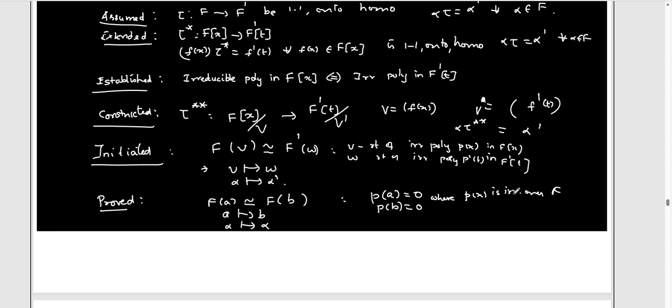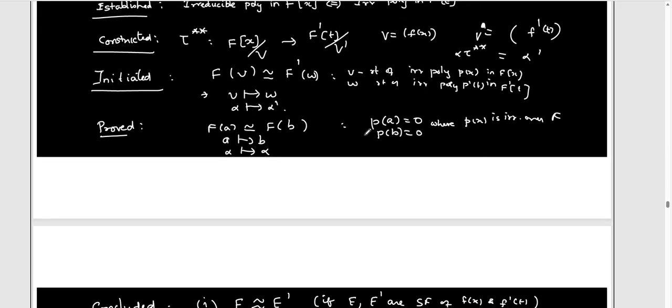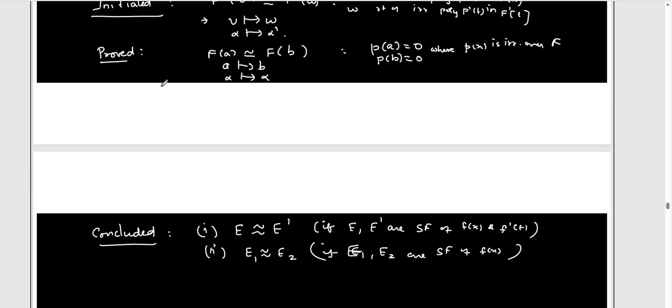By considering p of x to be an irreducible polynomial over F with roots a and b, this is what we had. All those we had in the proof of this F(a) isomorphic to F(b). So this helped us in concluding that E is isomorphic to E prime if E and E prime are splitting fields of f of x and f prime of t.